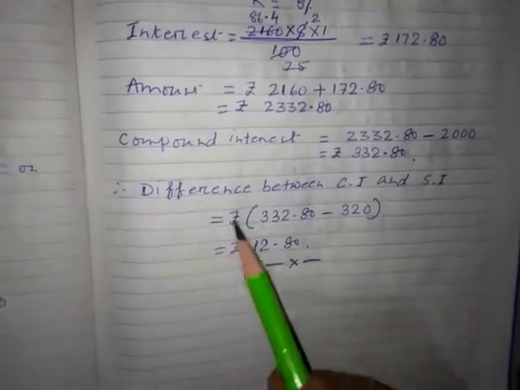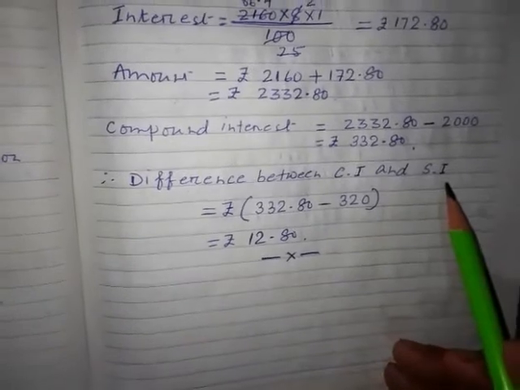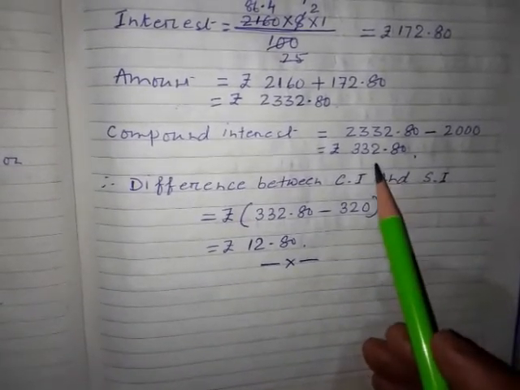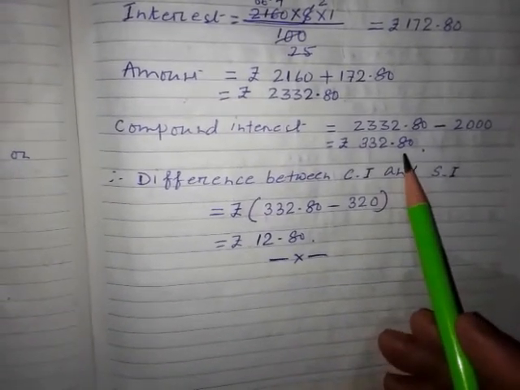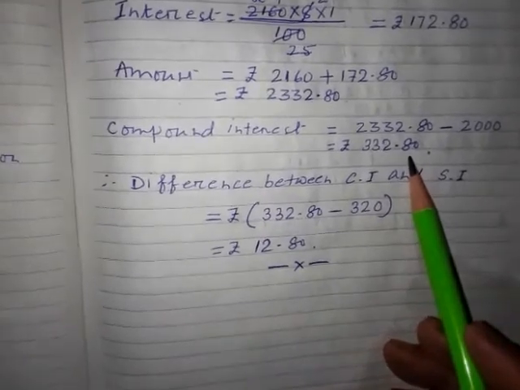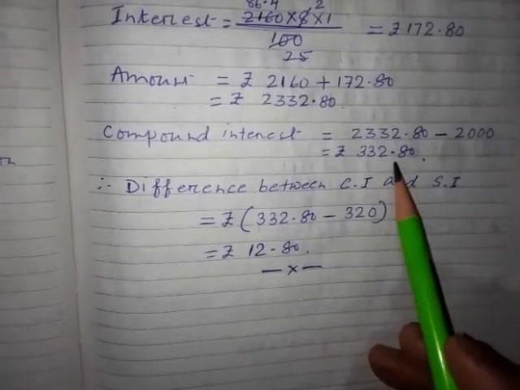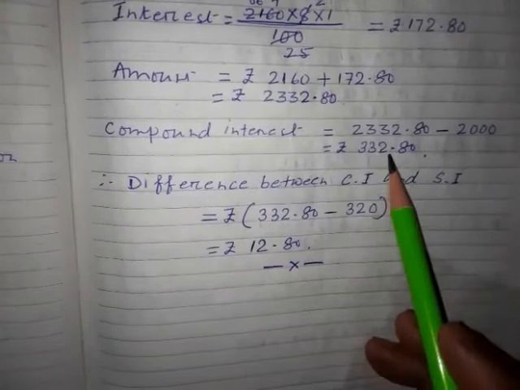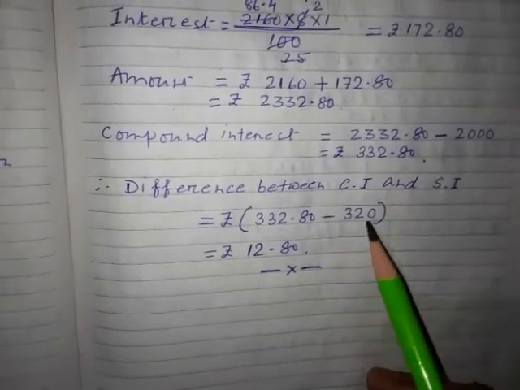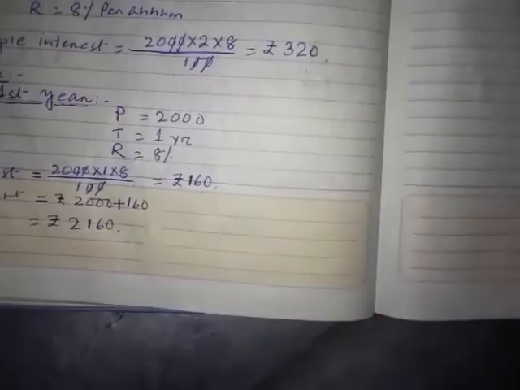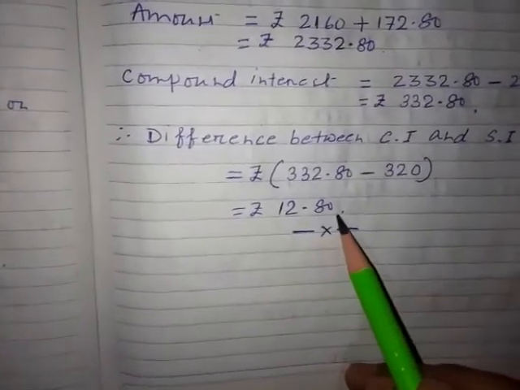So now, what is the difference between compound interest and simple interest? Compound interest will always be more because here the interest is calculated on interest also. So the difference means compound interest minus simple interest. What is the compound interest? 332.80. What is simple interest? 320. Their difference is coming 12.80.